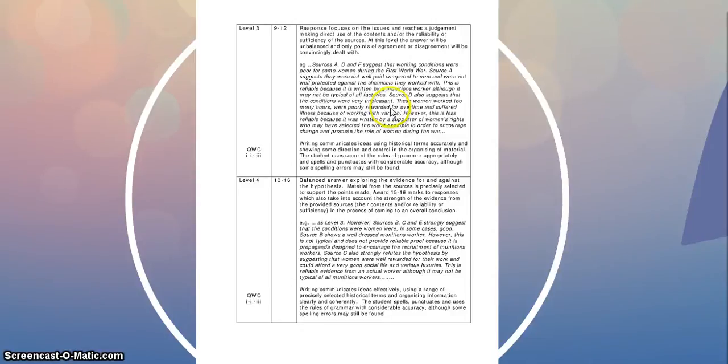Source D also suggests that the conditions were very unpleasant. These women worked too many hours, were poorly rewarded for overtime and suffered illness because of working with varnish. However, this is less reliable because it was written by a supporter of women's rights who may have selected the worst example in order to encourage change and promote the role of women during the war. Clever paragraph. Okay, actually this writer has used the historical terms really accurately and is organising the material and has given a really concise answer.